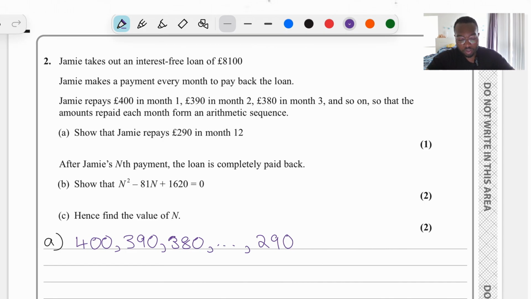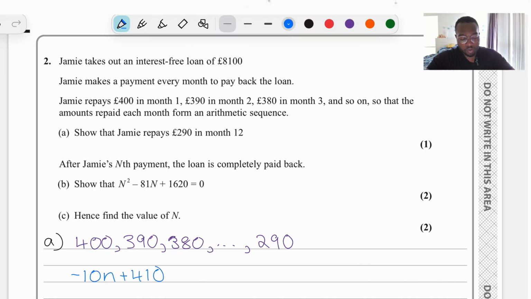If we do that, we are going down in 10. We're minusing 10 each time. So we get a minus 10n. And how do we get from minus 10 to 400? Well, we just plus 410. Therefore, that is our formula for this.